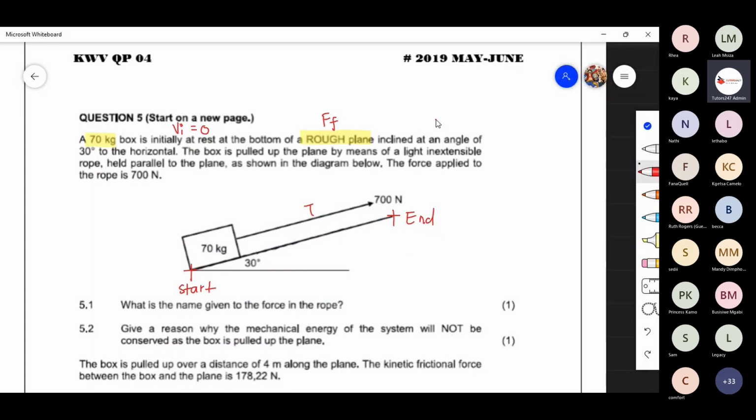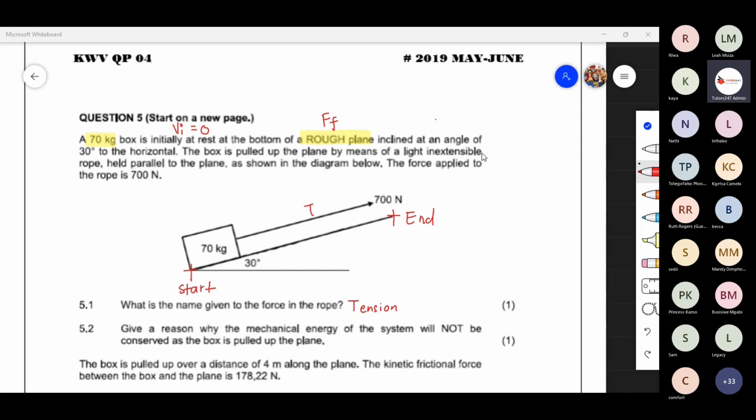So our first question, question 5.1, what is the name given to the force in the rope? So we've already discussed this. Whenever we are dealing with a cable, a rope, it is always going to be tensional force or tension. So we can then answer this question. This is going to be tension.